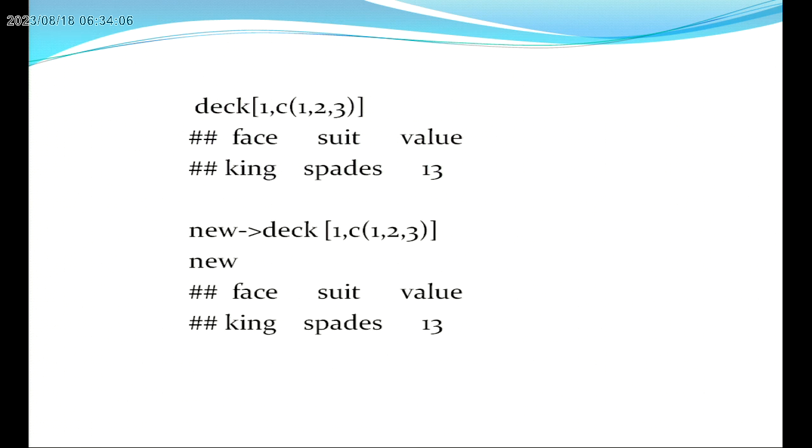Another one is deck[1, c(1, 2, 3)]. So it is nothing but deck referring to the new object, so that we can display the new one. We get the same answer as in the previous deck answer, king spades 13.